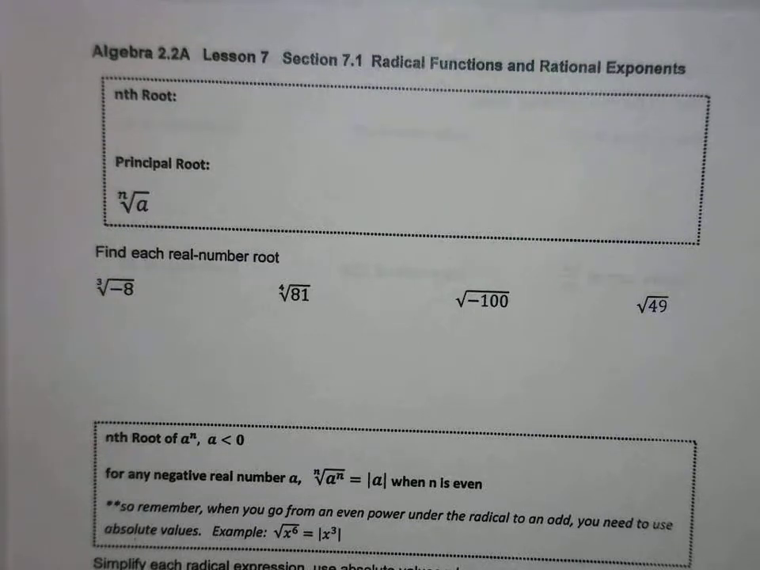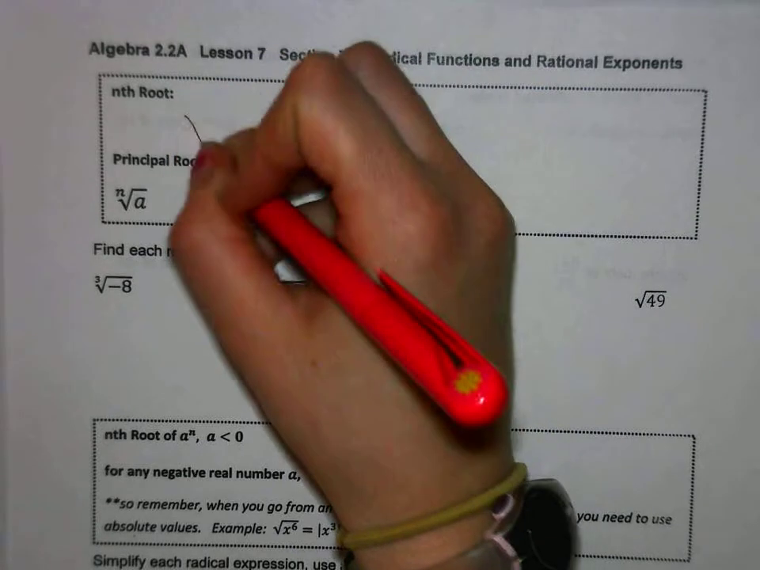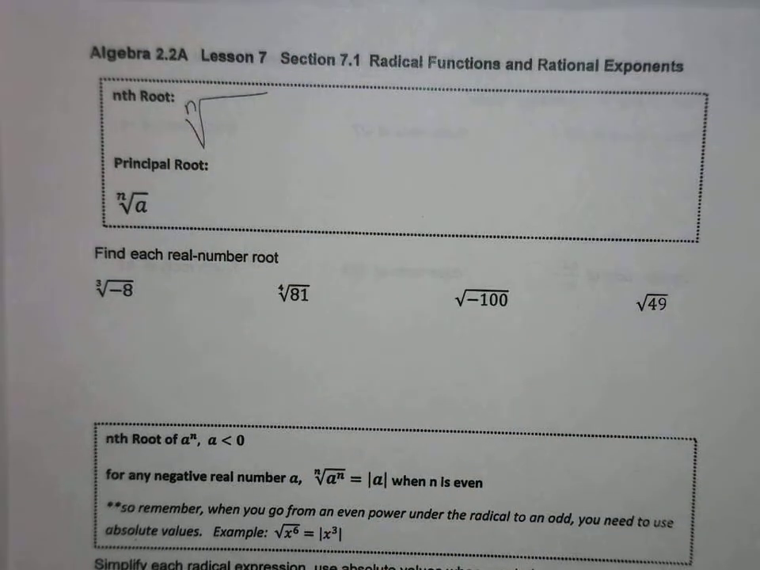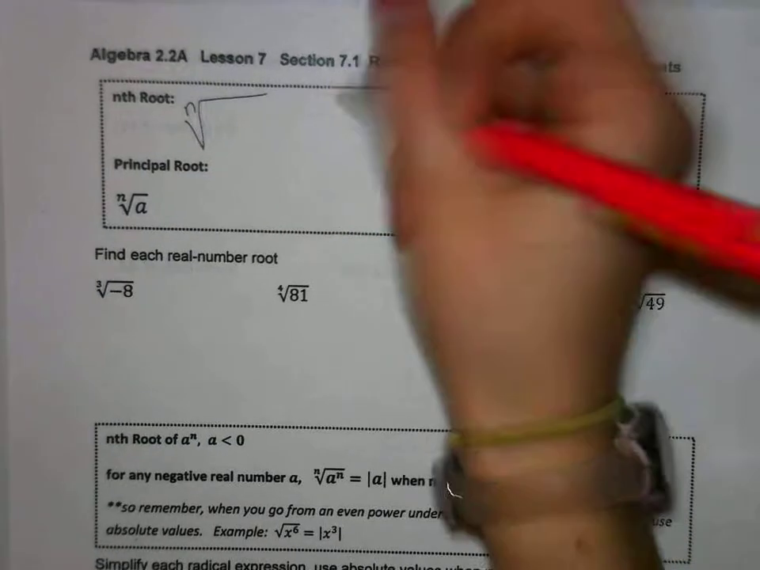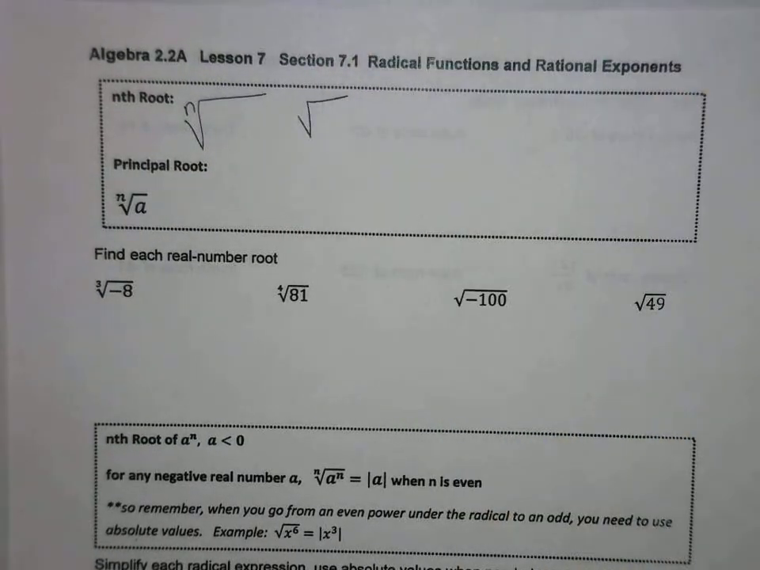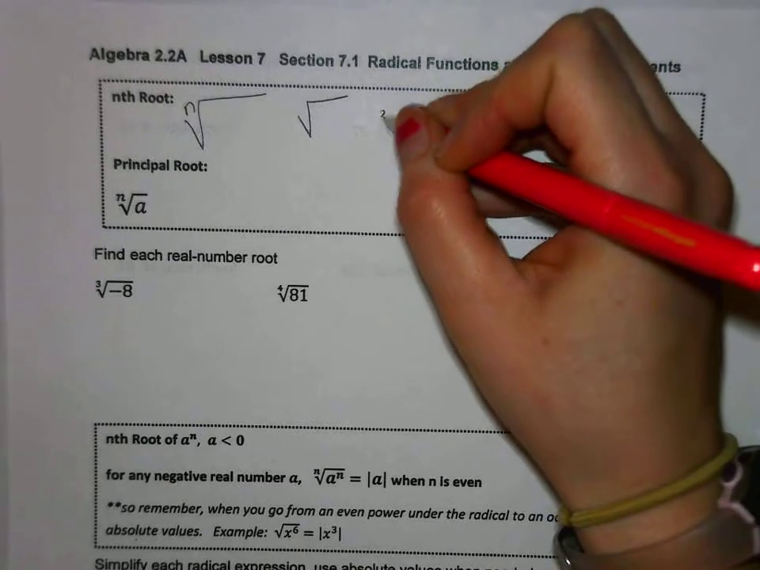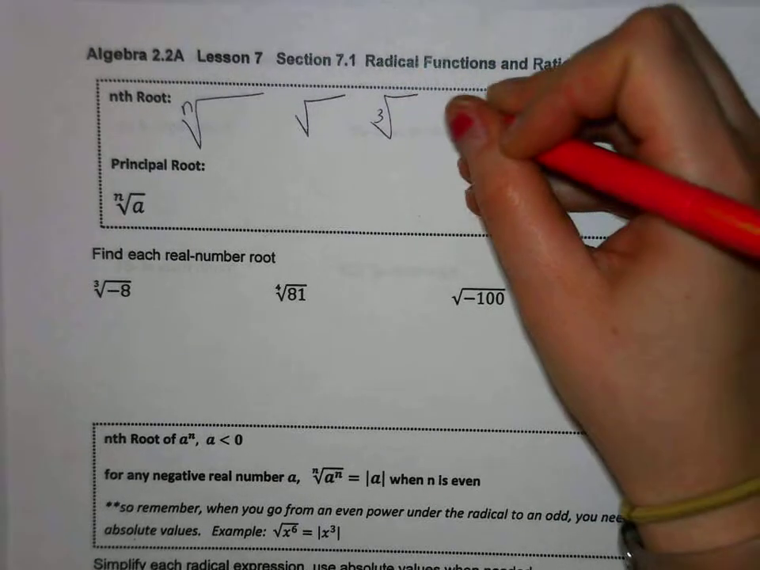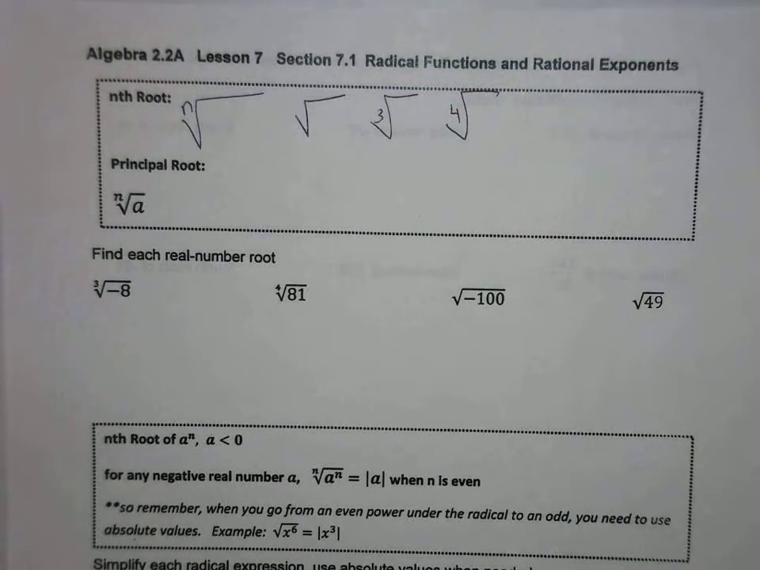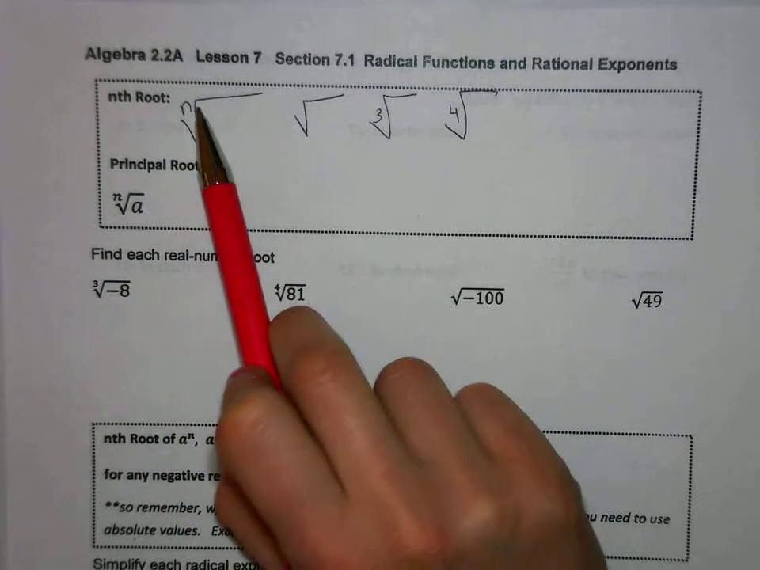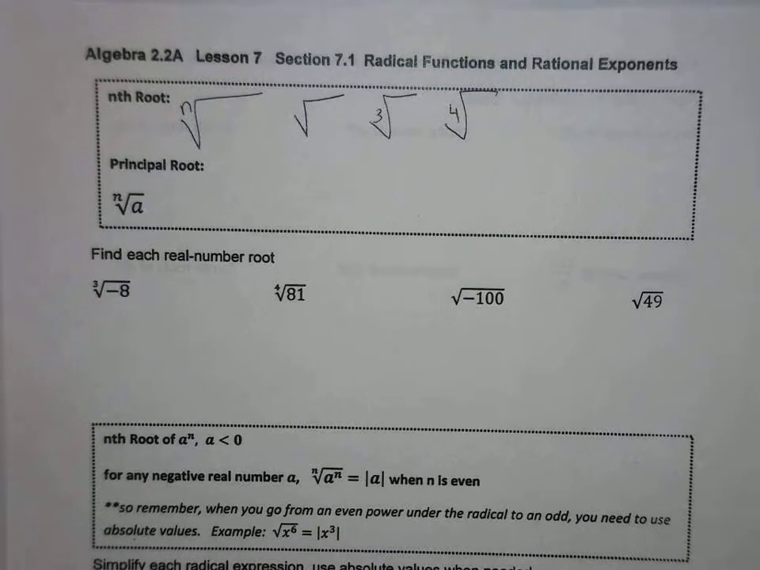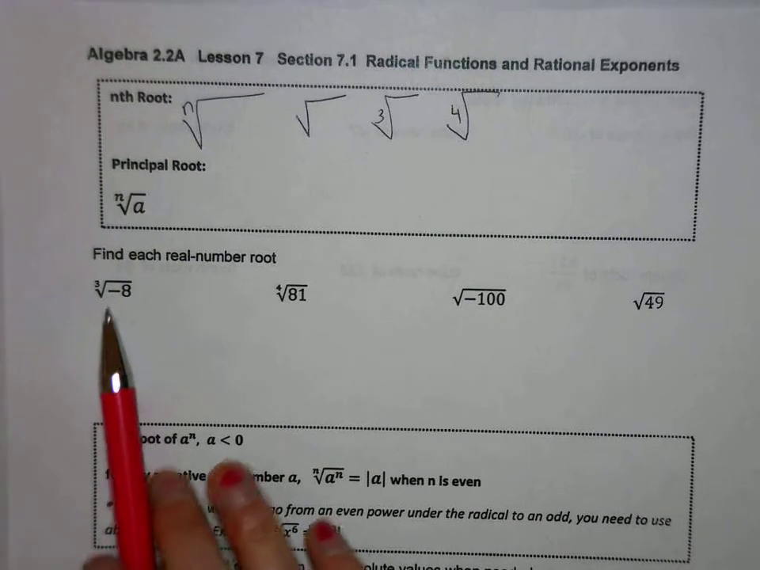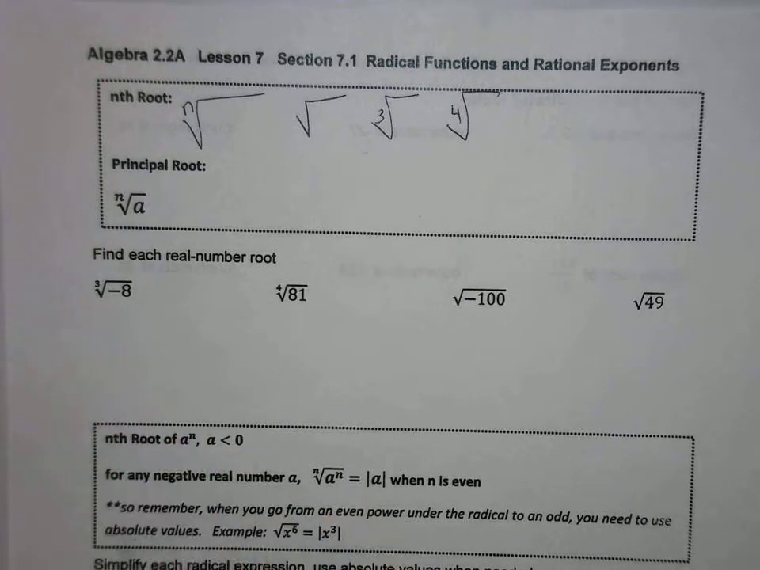Today we're going to start our new unit on radicals. So let's first take a look. The nth root looks like this. So it means we're taking the root of some number with the nth term. So for example, you've been seeing this, which is the square root. That's third root, fourth root. So keep on going. So this is just saying we're taking the root of some number. So square root, third root, fourth root are some examples. Let's take a look at how we can find each real number root.